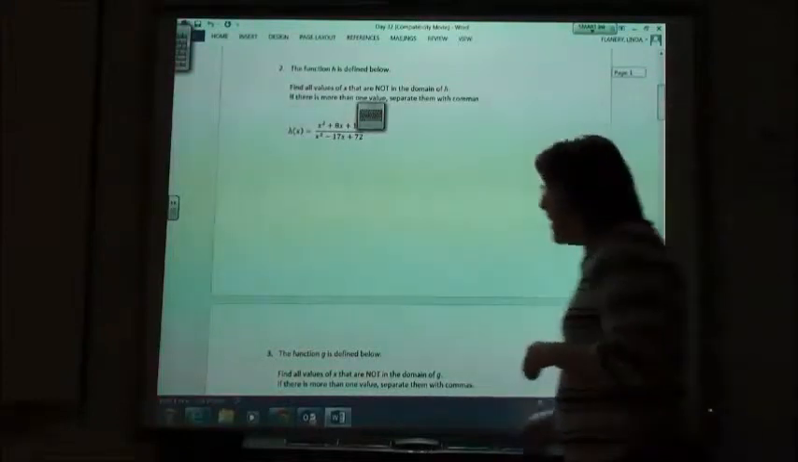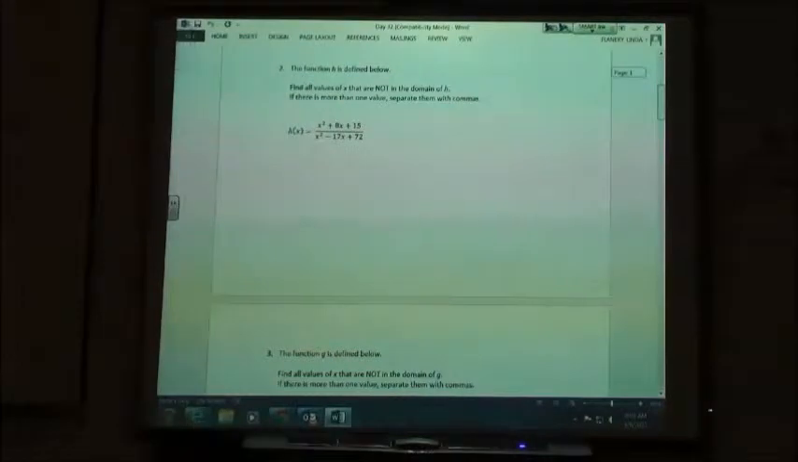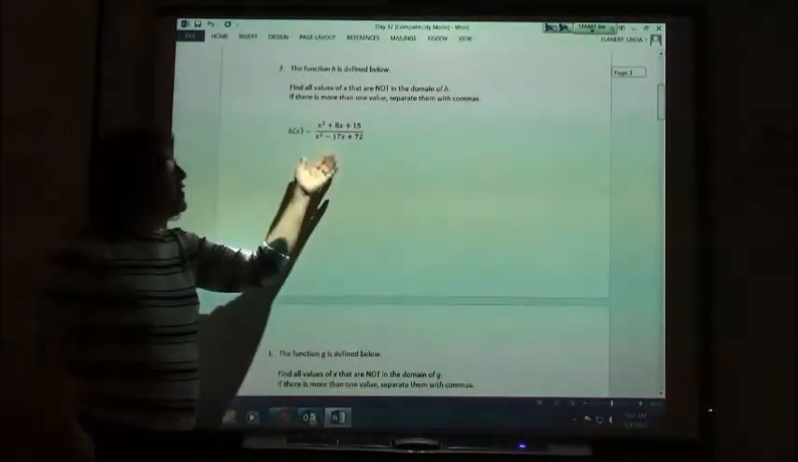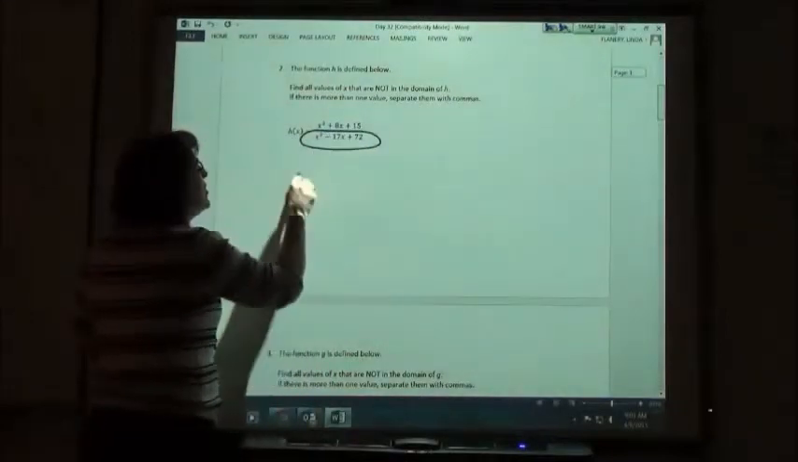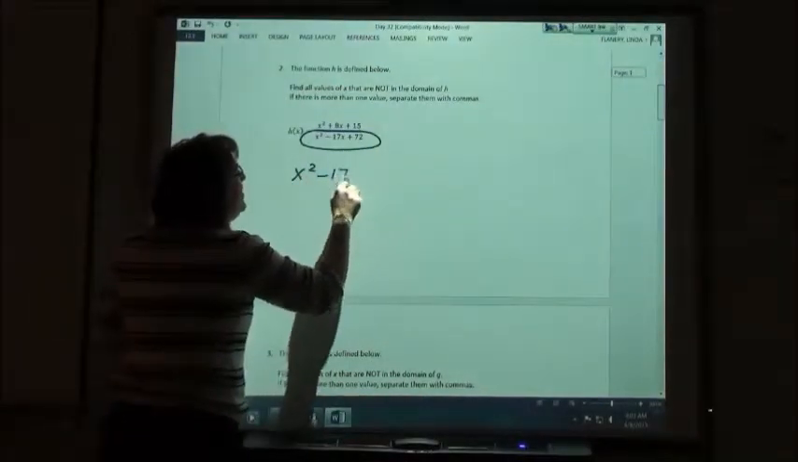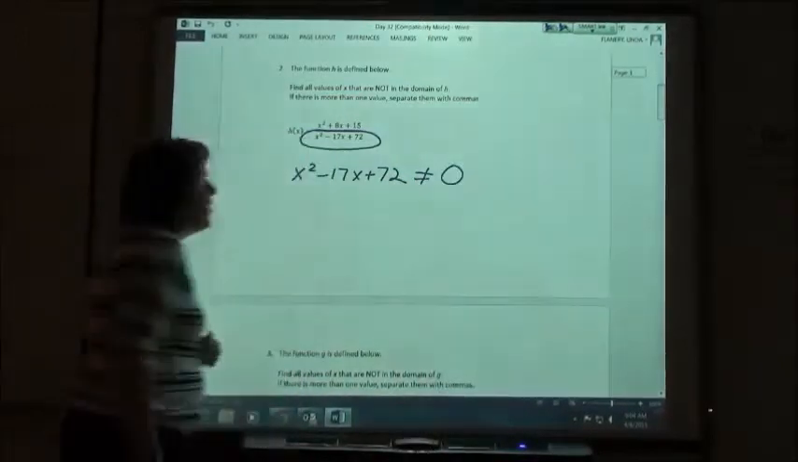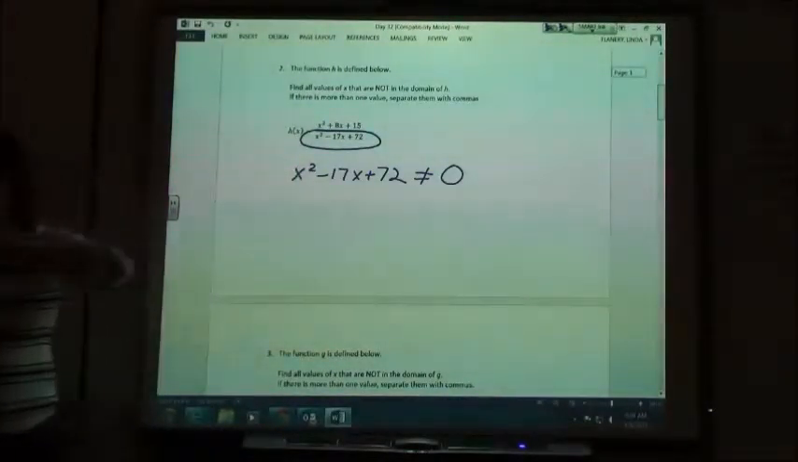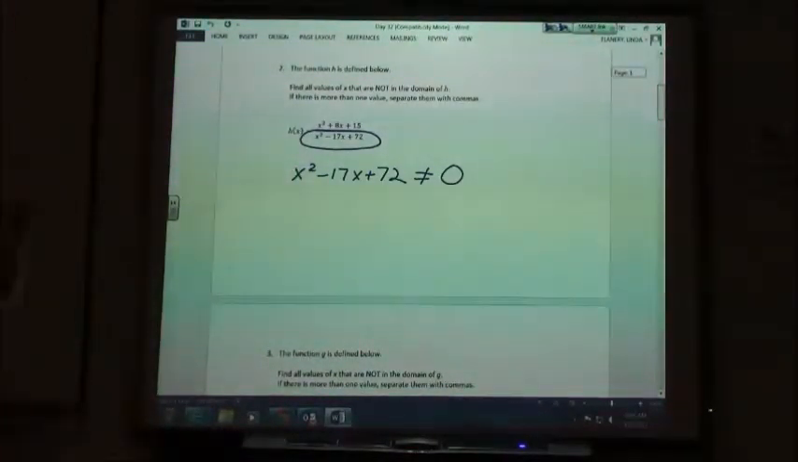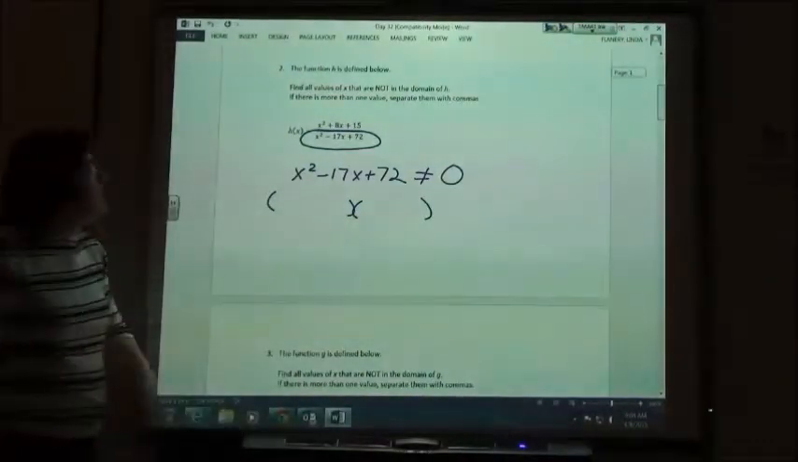So number 2, same kind of thing. We want to find the values that are not in the domain of h. H is a fraction, and we know that with fractions, the denominator, x squared minus 17x plus 72, can never equal 0. Again, on this one, we have one of those quadratic expressions with the squared term that we have to solve by factoring out. So we use our 2 sets of parentheses.